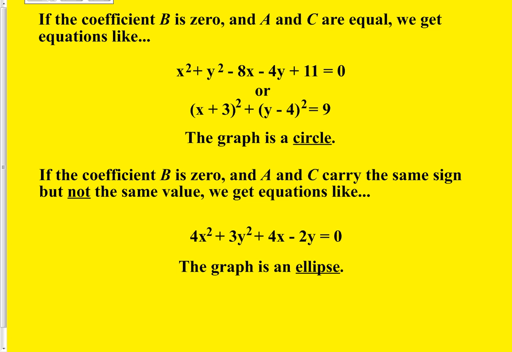Now, down at the bottom, we see the prototypical ellipse. An ellipse is when you have both of your variables in the second dimension, yet the coefficients do not match. That's going to cause one of the axes to reach further than the other. That's going to stretch your circle and make it elliptical.